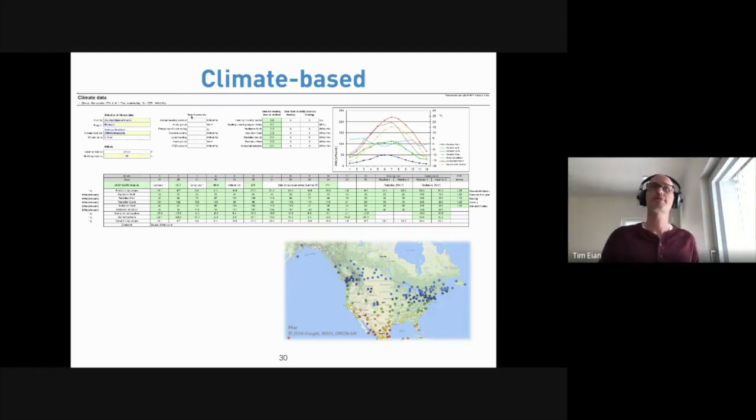It is climate-based, so it picks up climate data for your location. We've had some instances here in North America where climate data wasn't available, or we're dealing with a microclimate. And in that particular case, we go back to the certifier and they furnish a specific climate data set for the application. That, by the way, is something that PHIUS+ does quite extensively as well.